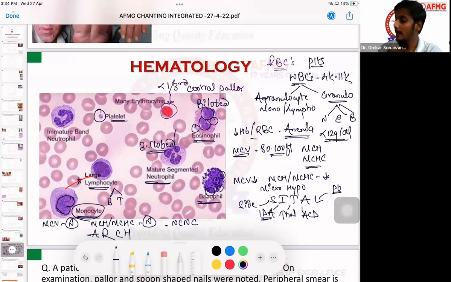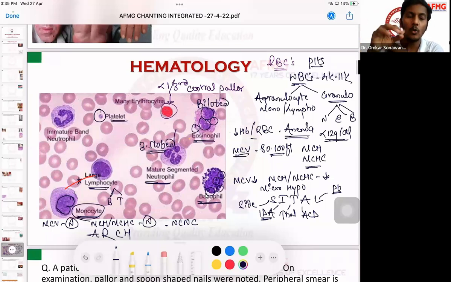C goes for, now this is important, C goes for chronic disease. You would say, sir, you discussed chronic disease in microcytic hypochromic, and you are also telling it is a normocytic normochromic type of anemia. So please remember, yes, anemia of chronic disease is associated with multiple inflammatory conditions like inflammatory bowel disease, rheumatoid arthritis, SLE. In all these conditions, anemia of chronic disease can either be a normocytic normochromic anemia or a microcytic hypochromic anemia.